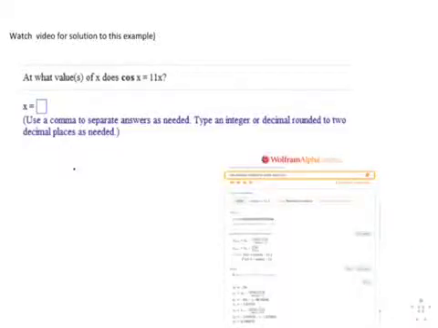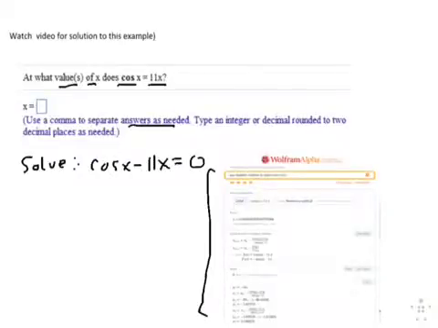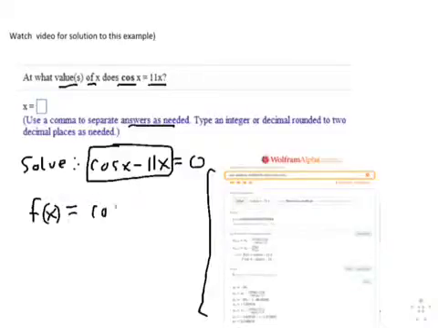And last but not least, this is our last homework problem for this set. At what value of x, or values plural of x, does cos x equal 11x? Use commas to separate answers as needed. Well, I pasted in a little snapshot there of Wolfram Alpha, but know that this is the same thing as solving cos x minus 11x equals 0, which is exactly what Newton's method is good for. So I just want to lay this out for you, we can consider this to be our f of x, cos x minus 11x, and let's lay that out.